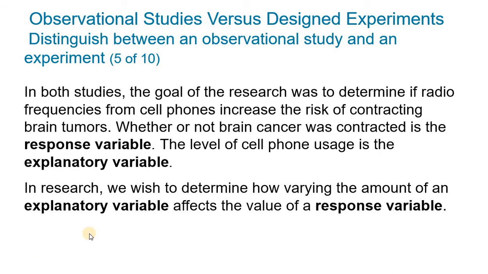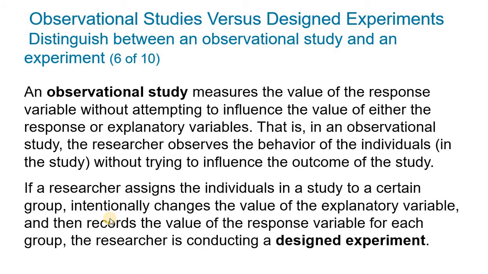In both studies, the goal of the research was to determine if the radio frequencies from cell phones increased the risk of contracting brain tumors. Whether or not brain cancer was contracted is the response variable, the level of cell phone usage is the explanatory variable. In research, we wish to determine how varying the amount of explanatory variable affects the value of the response variable. So we can conduct two types of studies. We can conduct an observational study, or we can design an experiment to study those effects.